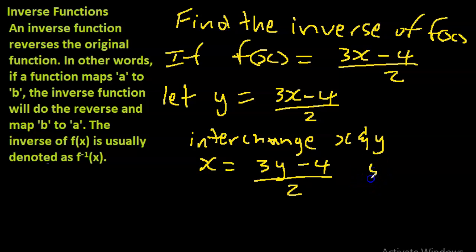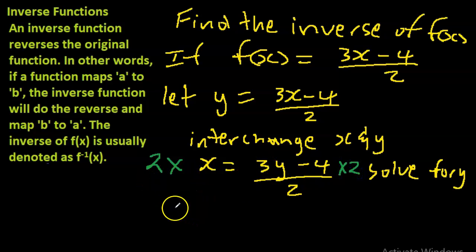So now we're going to solve for y. After we interchange, we solve for y, meaning you want to make y the subject. And to get y to be the subject, we need to get rid of this denominator. Right? So remember we have a denominator of 2, so we can times both sides by the denominator, which is 2. So 2 times x, that's 2x. And 2 times this, then 2 into 2 cancel, 2 into 2 is 1, right? Leaving you with just 3y minus 4.